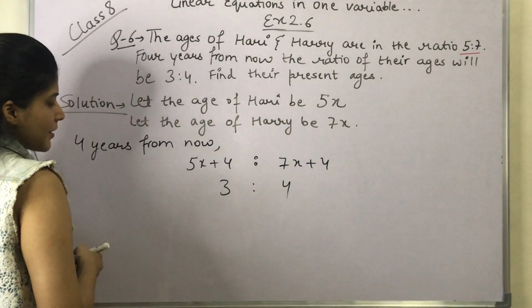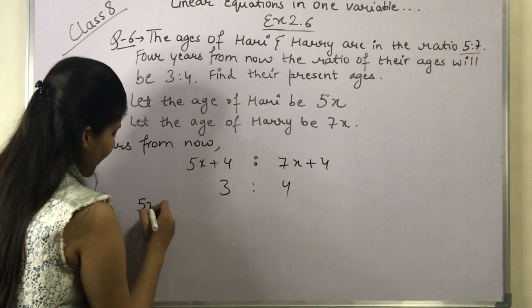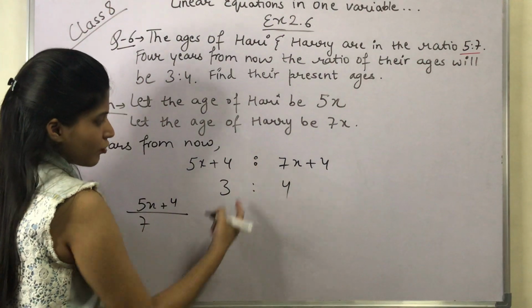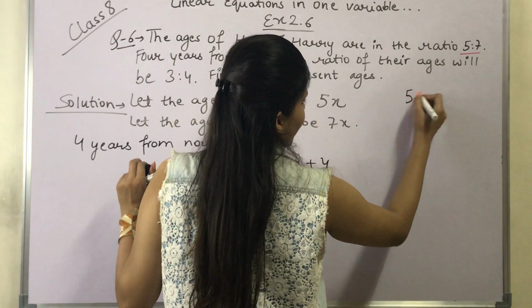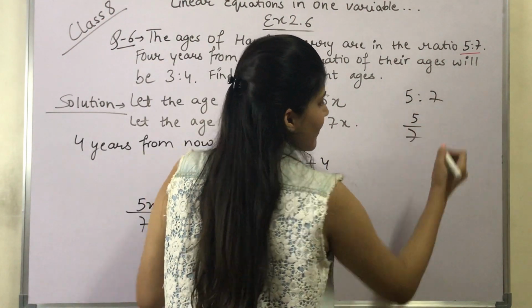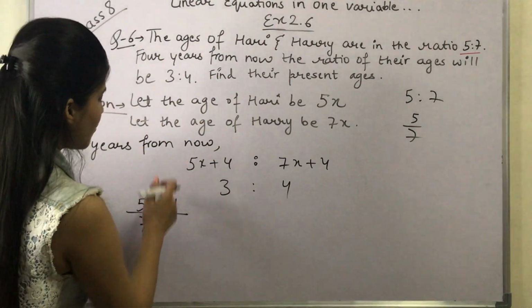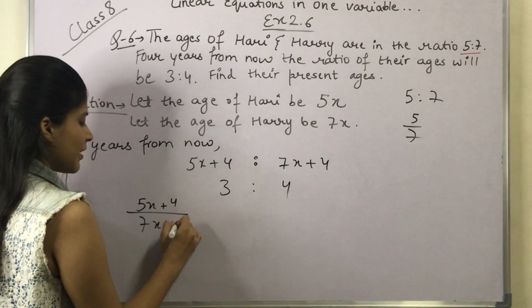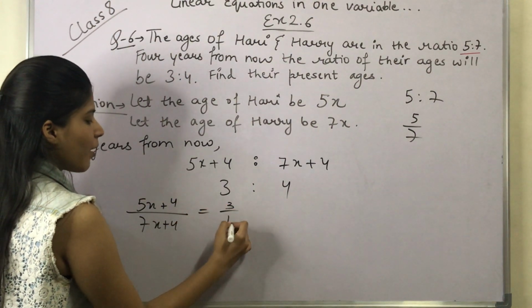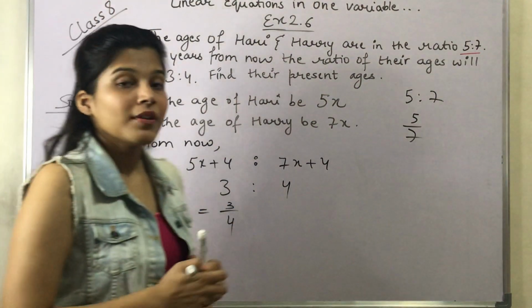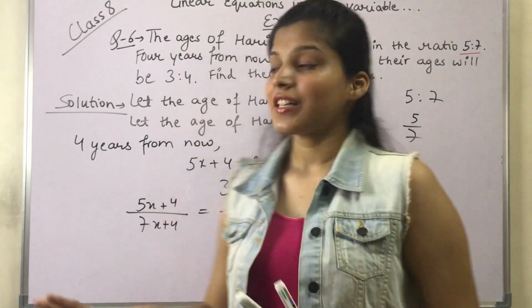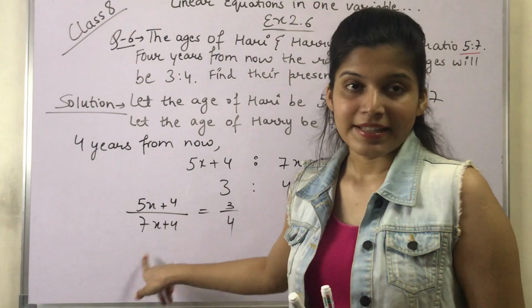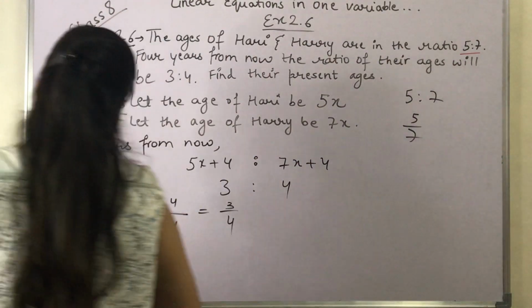How can this be written? Whenever a ratio like 5:7 is given, we write it as 5/7. Similarly, this is also a ratio, so 5x plus 4 upon 7x plus 4 will be equal to 3/4. So one equation is formed, and now we have to solve this equation and find the value of x. Okay, so this equation is formed.